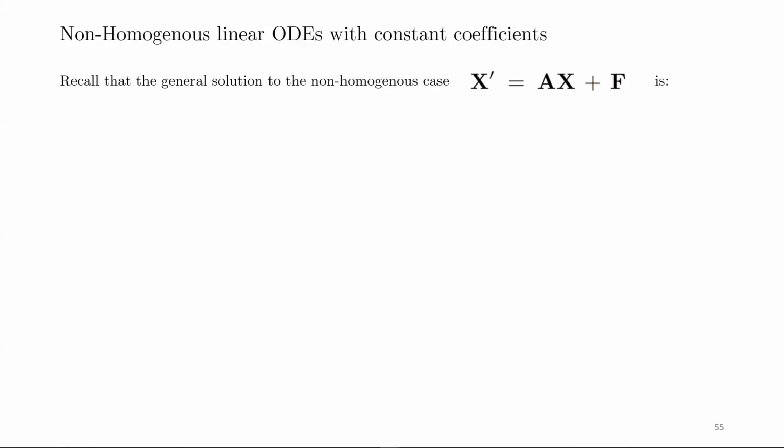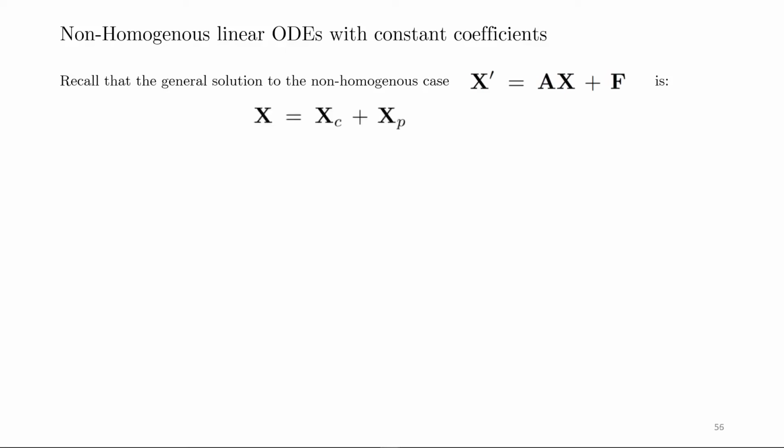Okay, so previously we have actually solved a non-homogeneous system of linear ODEs with constant coefficients. But I wanted to give you a few more examples of that. Previously we only solved the case where f, the non-homogeneous vector, was made up of constants.